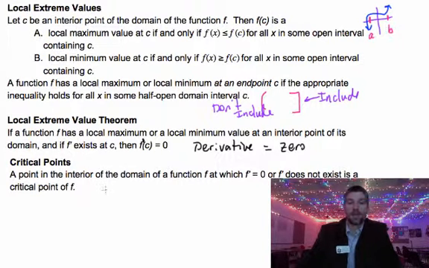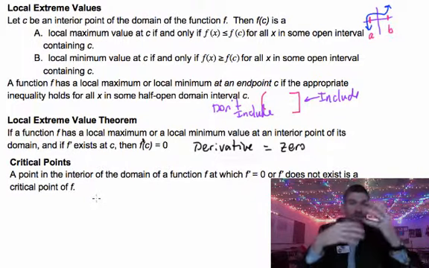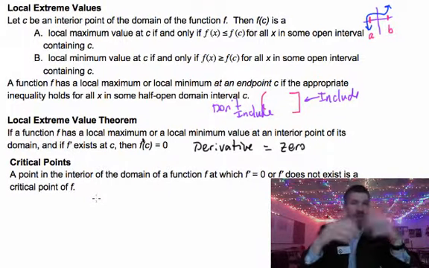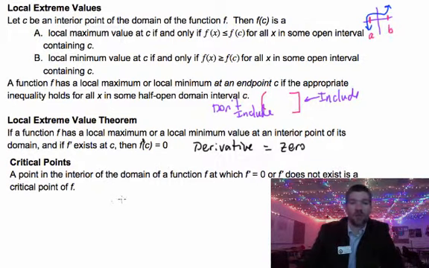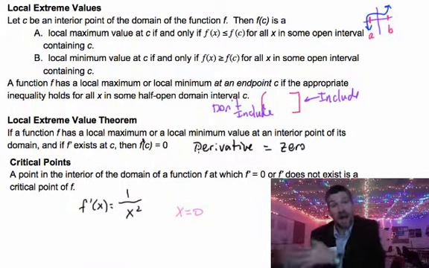Sometimes you're taking a derivative and you start doing stuff with it, and maybe it becomes undefined because when you get done with all of your work, you end up with something like 1 over x squared. You can't have 0 in the denominator. So if f prime of x was equal to this, just for example, then we would have a critical point when x equals 0. That's a critical point because we're undefined at that spot.